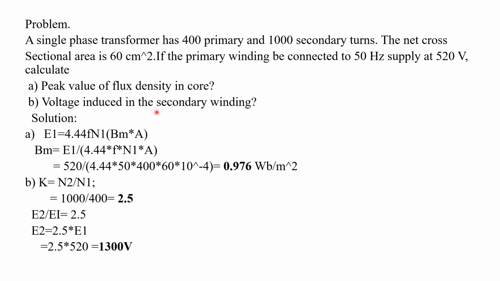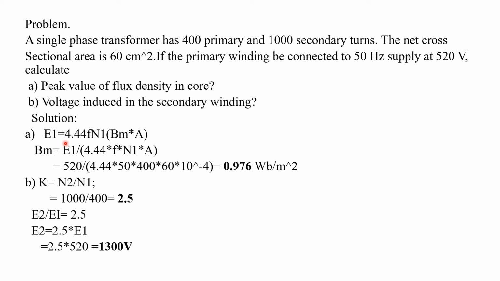Here some data are given. These are the number of turns. So number of turns in the primary N1 will be 400, N2 will be 1000. Cross-sectional area will be 60 centimeter square. The frequency is 50 Hz. V1 is 520. So based on these parameters given, we can calculate.